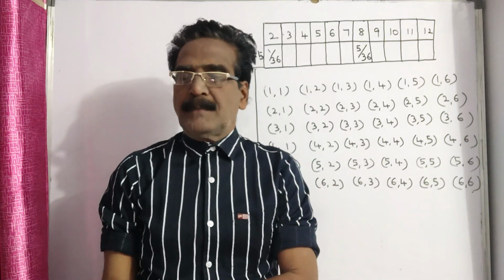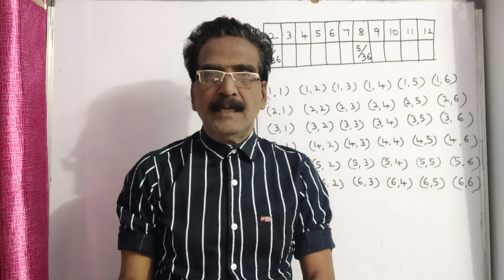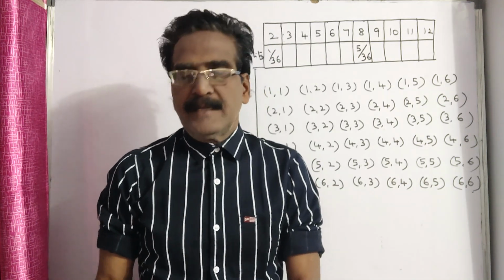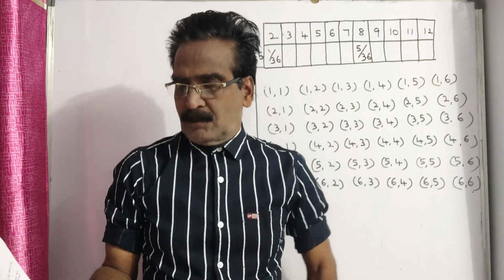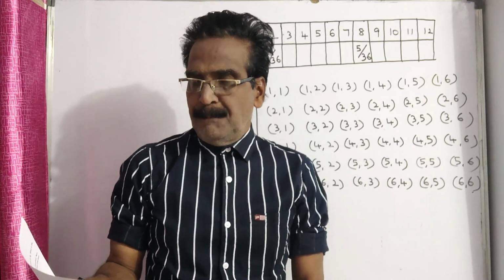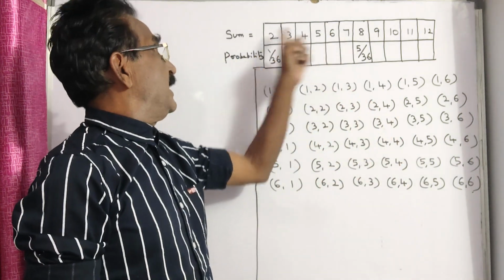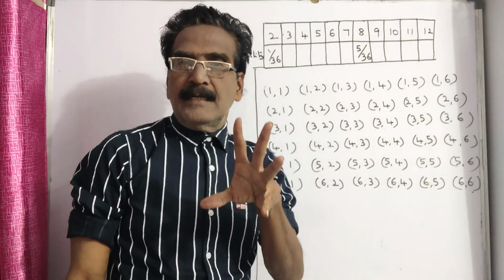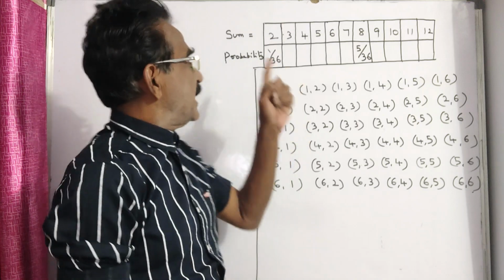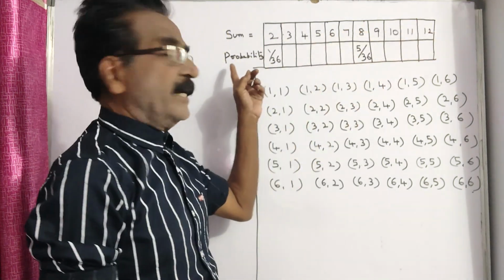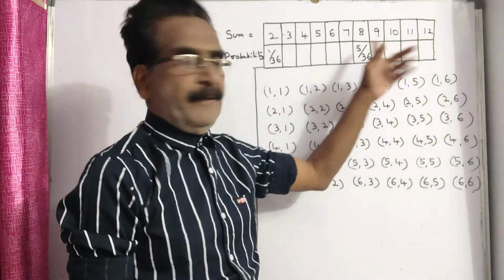Friends, this is problem number 22 of exercise 15.1 of the chapter Probability. Two dice, one blue and one grey, are thrown at the same time. Complete the following table. Here a table is given with the sum of the numbers on the two dice, and we have to calculate their probabilities and complete the table.